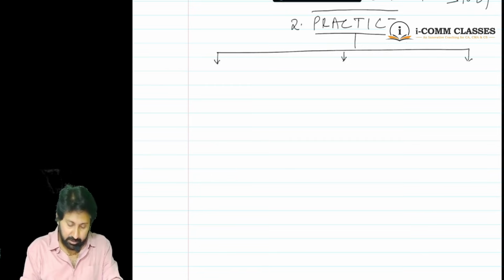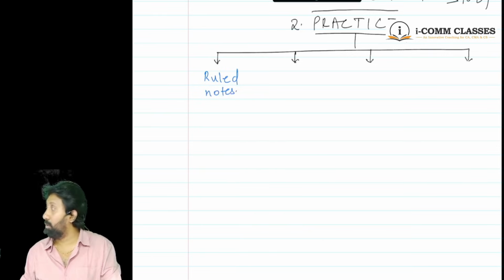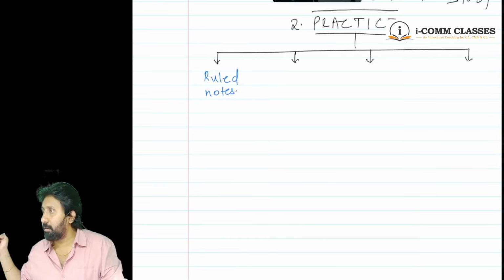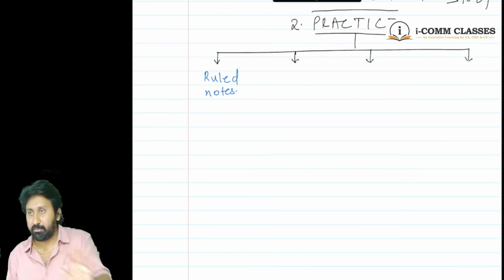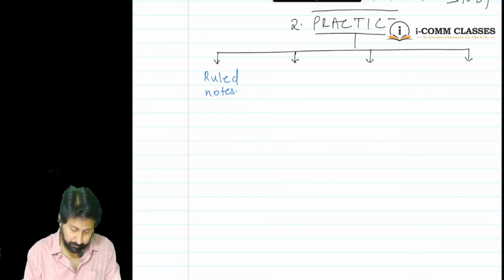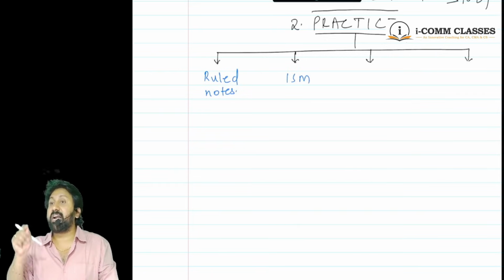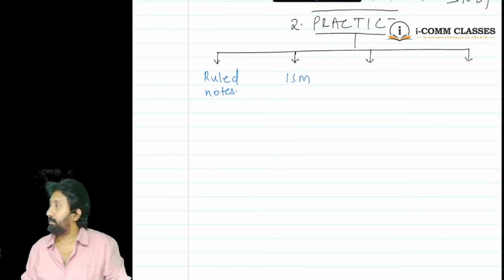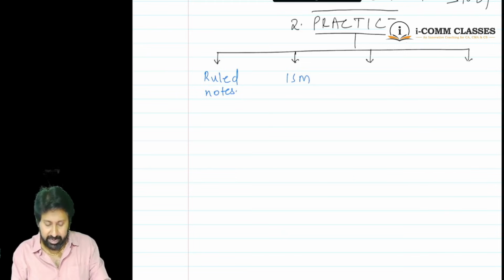In the class, we need to have 4 kinds of books for FM. Number 1, ruled notes. Screen visible, everyone? Yes. First one is ruled notes, because we need to write everything in the class. Second, what is it? Institute study material. 100%, don't come to class without that. Okay? So ISM.